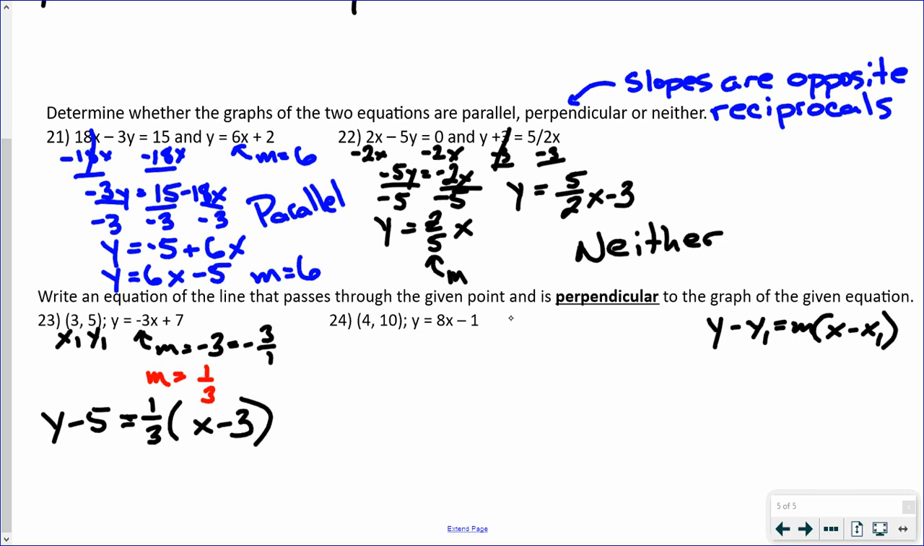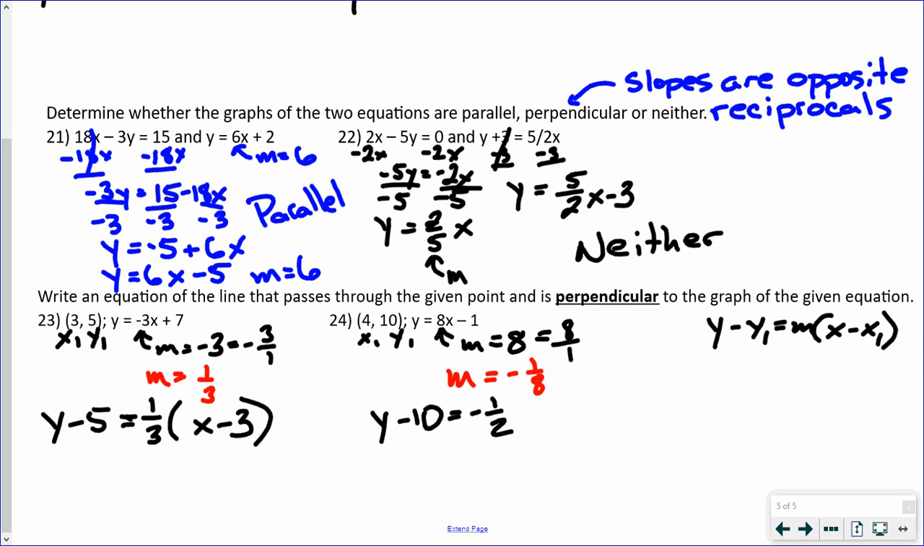All right, same thing here. The slope of this is 8. So the slope that I want to use is -1/8. Again, 8 is the same as 8/1. Opposite reciprocal would be -1/8. Here's my x1, y1. So y minus 10 equals -1/8 times x minus 4.